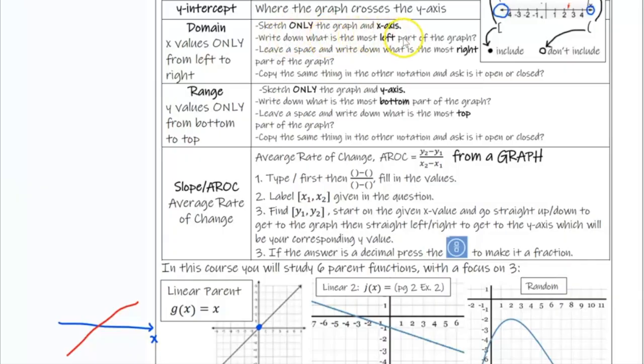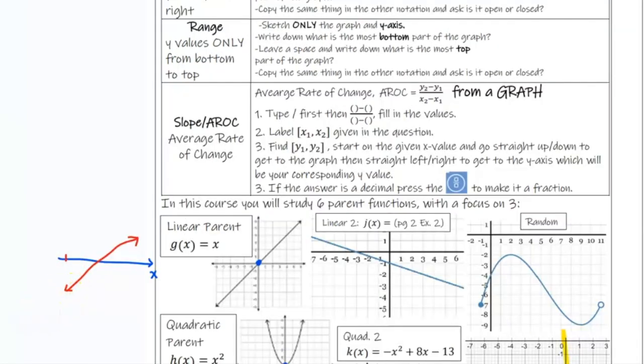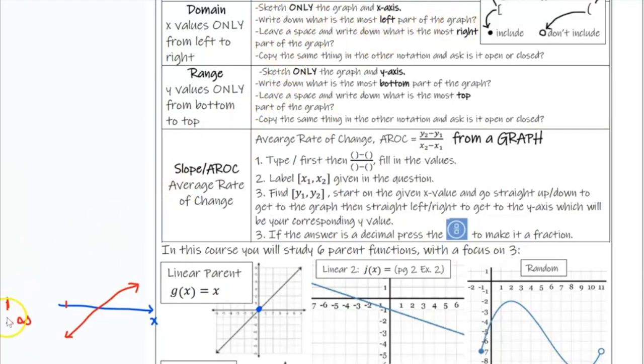Write down what is the most left part of the graph. Okay, so if you're looking at the graph, and remember the graph is the line, you'll notice that you see some arrows here. What those arrows mean is that it goes on forever in that direction. So this goes on forever in this direction. So the most left part of the graph is not here because it keeps going on forever this way, correct? So that way the most left part of this graph is all the way here. What is the largest, most negative number that you can think of? Negative infinity. It is not quite a number, but it is a representation of the largest number that you can think of. So it says write down what's the most left part of the graph, which is negative infinity.